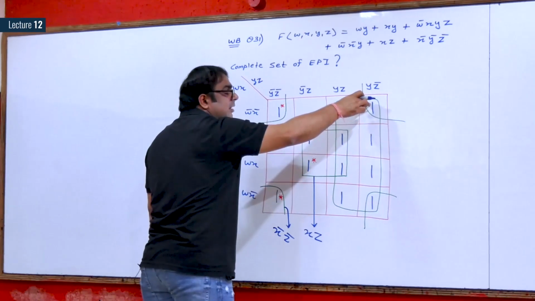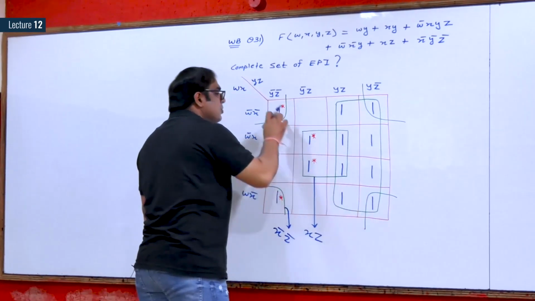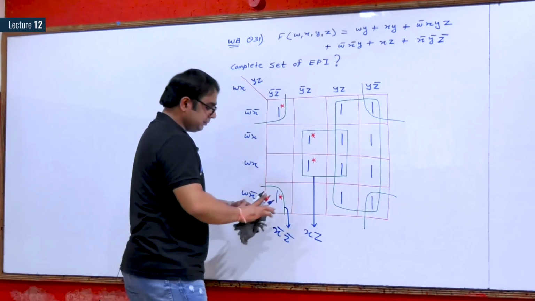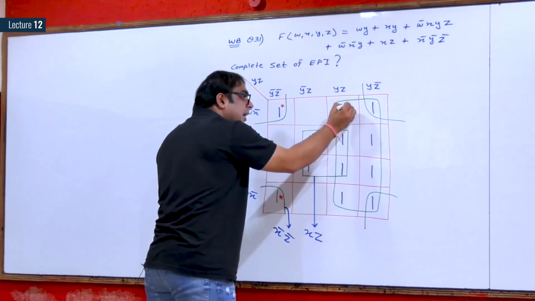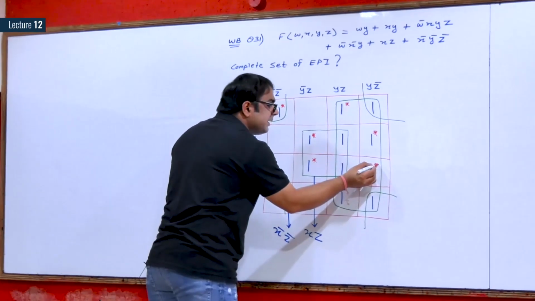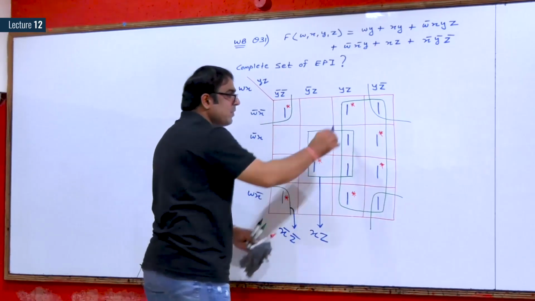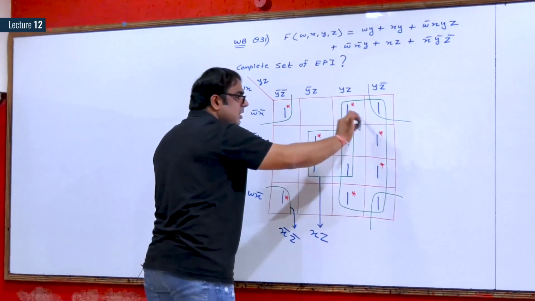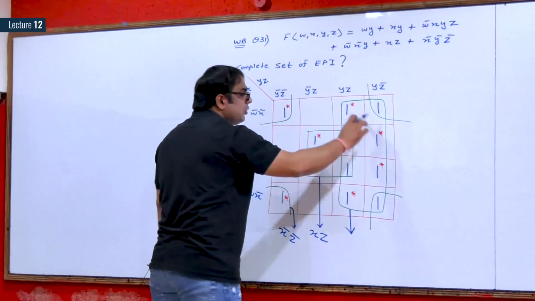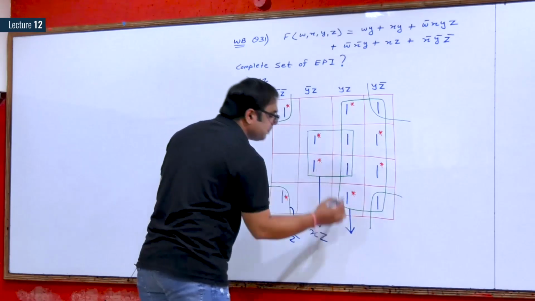See, this minterm is a part of two groups. So these two are the only reason because of which this is essential. Now, this minterm has only one option. This minterm has only one option. This minterm has only one option. This minterm has only one option. Due to these four minterms, this octet is essential and the group is Y.